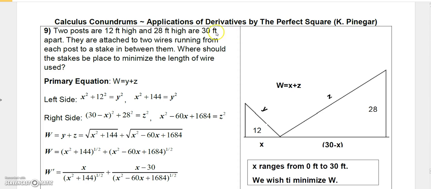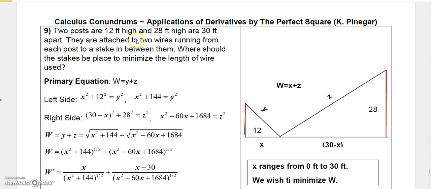So first of all, we've got two posts. Here's one post right here, and then there's another post over here. You have those two posts. This post is 12 feet high, and this post over here is 28 feet high. And they're 30 feet apart, so the distance from here to here is 30 feet.